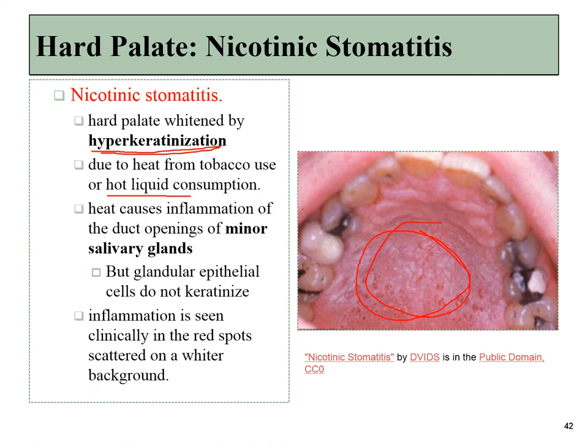However, the hard palate contains a number of minor salivary glands, and the epithelial cells of these salivary glands are not capable of producing keratin. So these regions of the oral cavity remain pinkish and appear as little pinkish islands found within this increasingly whitish background.